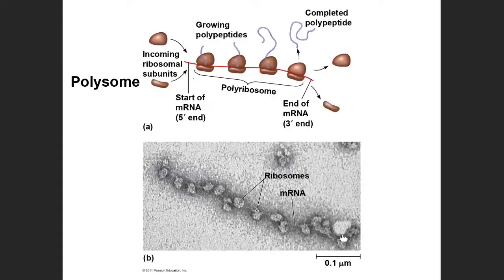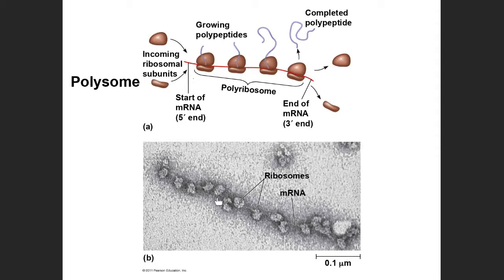Now, what scientists discovered is that it's not a 1-to-1 ratio. It's not one ribosome translates one mRNA, resulting in one polypeptide. What scientists discovered is that many ribosomes can translate the same molecule of mRNA into many polypeptides.